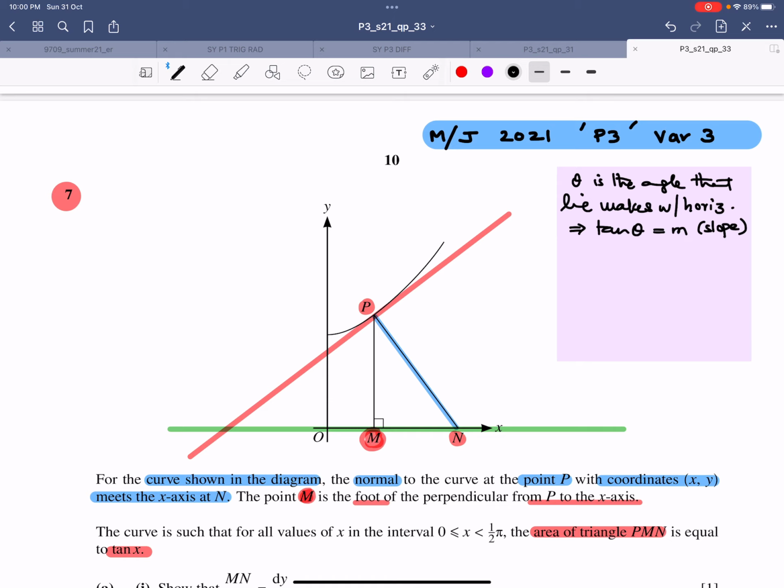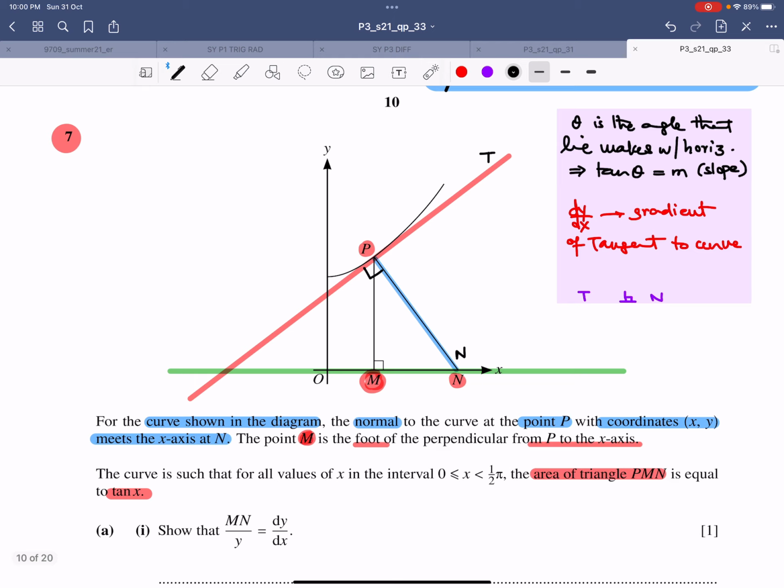The second piece of info that I might be needing is dy by dx, the gradient function that gives us the gradient of tangent to a curve. You get an expression, and by plugging in values of x, you can get the gradient at different points. So these are the two main things. And one more piece of info, tangent is perpendicular to normal. This is your tangent, this is your normal, this is a 90-degree angle.